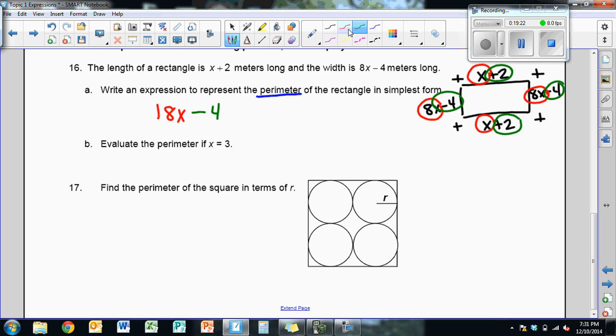Now it says evaluate the perimeter if x equals 3. So everywhere I see an x, I replace it with a 3. So I have 18 times 3 minus 4. Again, you have all numbers here, so you can put it in your calculator, and you get 50. So our perimeter is 50 meters.